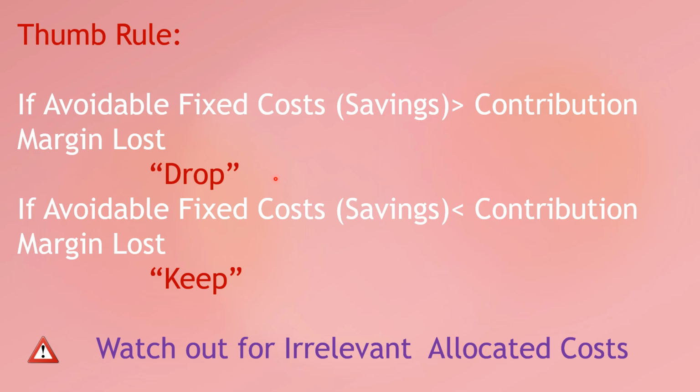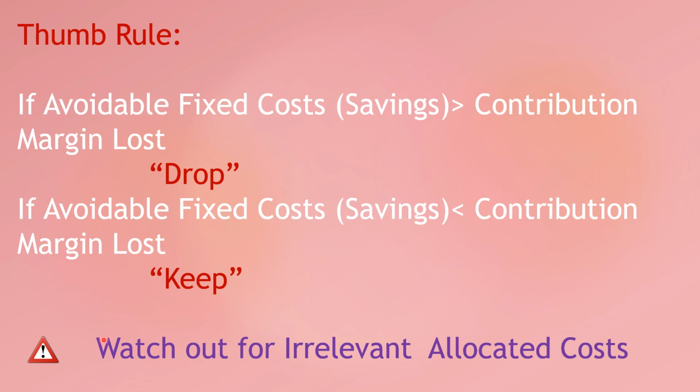Now, what is a thumb rule? If the avoidable fixed costs, which are avoidable means relevant fixed cost or the savings are greater than the contribution margin lost, you have to drop the product because there is no point in continuing with the product. If avoidable or the relevant fixed costs or the savings are less than the contribution margin lost, you have to keep the product. You should not discard it or discontinue it.